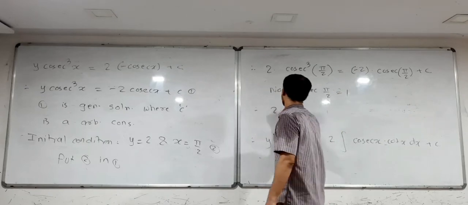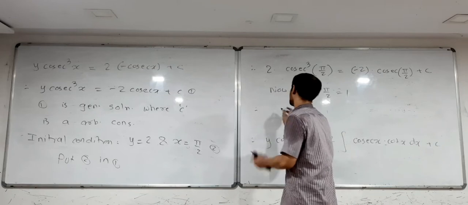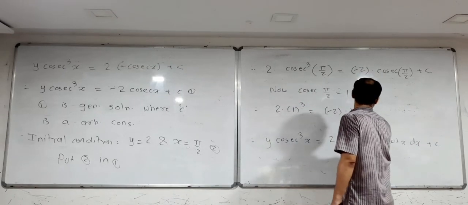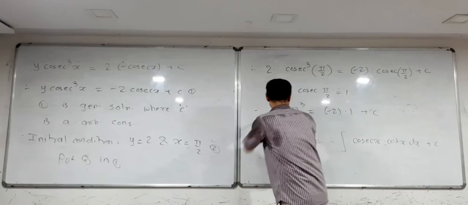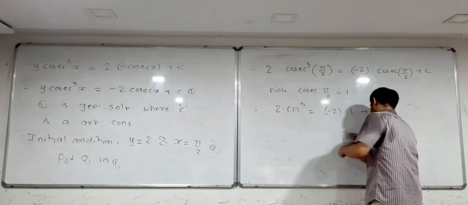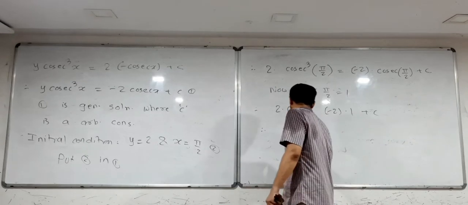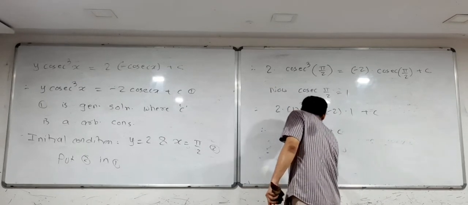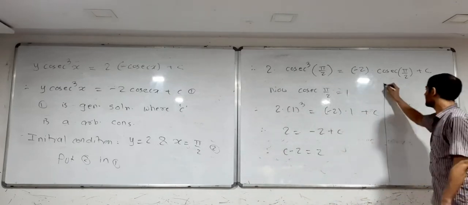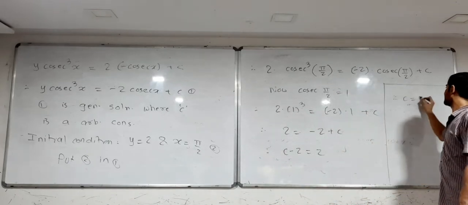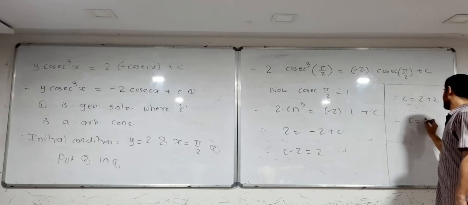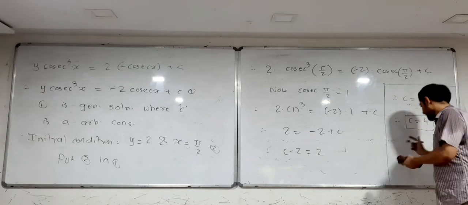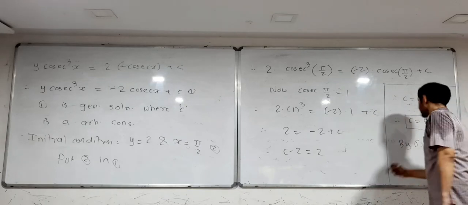Now cosec pi by 2 is 1, therefore 2 into 1 cube कितना होता है? 2 into 1 cube which is equal to minus 2 into 1 plus c. So 1 cube, 1 into 2, so 2 is equal to minus 2 plus c, therefore c minus 2 is 2, c is 4, therefore c is 2 plus 2, c is 4. Okay, this is our result number 3.